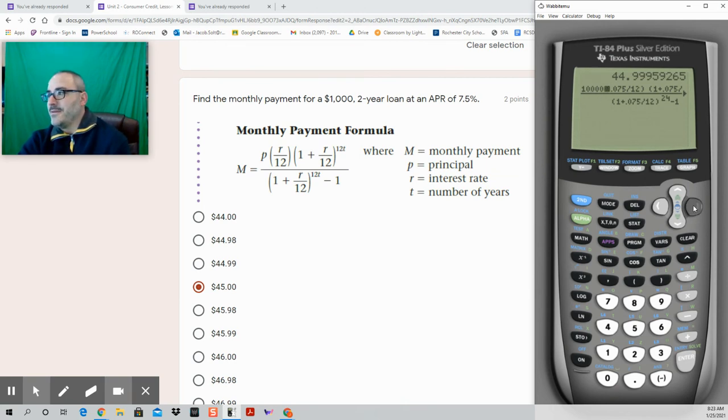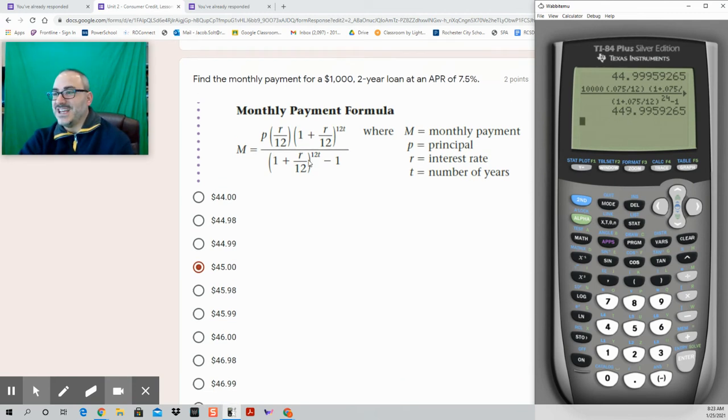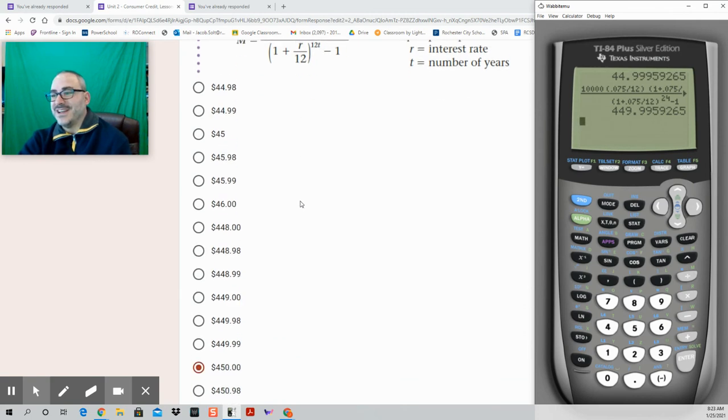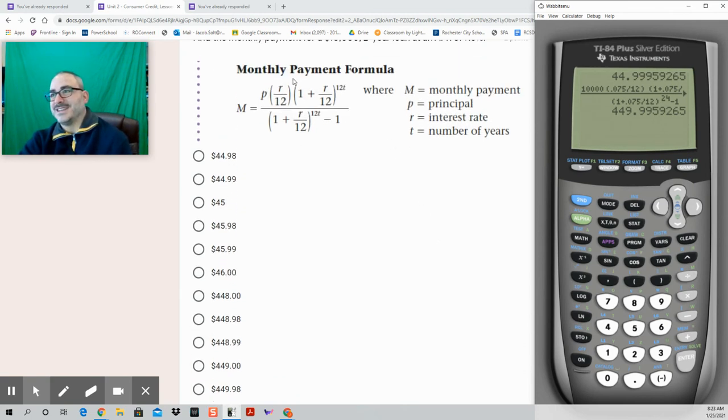So now everything else of this whole problem is the same, which means I don't need to change anything else. I can just press enter. And look at that, $449.9959. So this 5 rounds the 9 up to a 0, which rounds that 9 to a 0, which rounds that 9 to a 0, which rounds that 4 to a 5. So I get $450 even. That's my response to this guy right here.